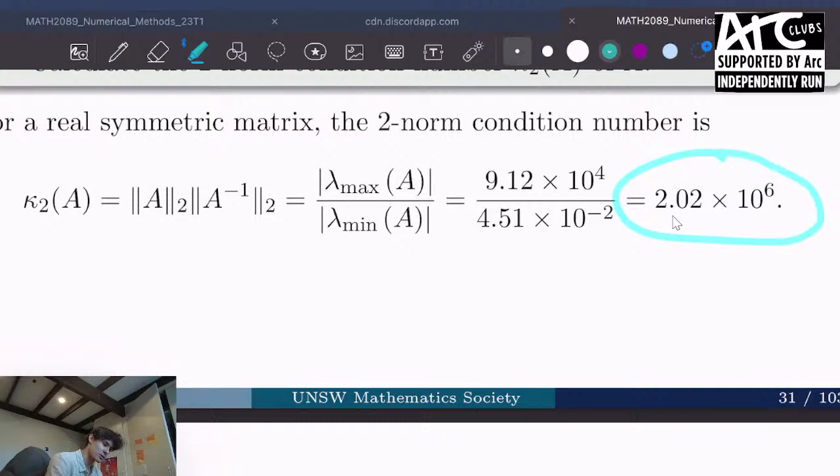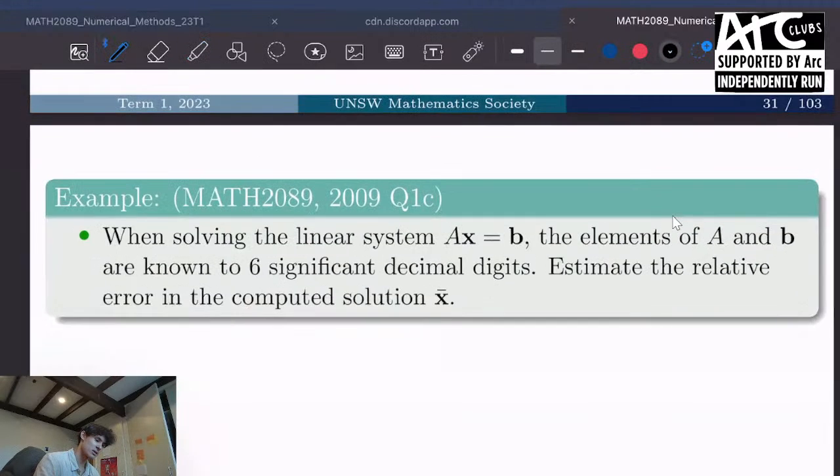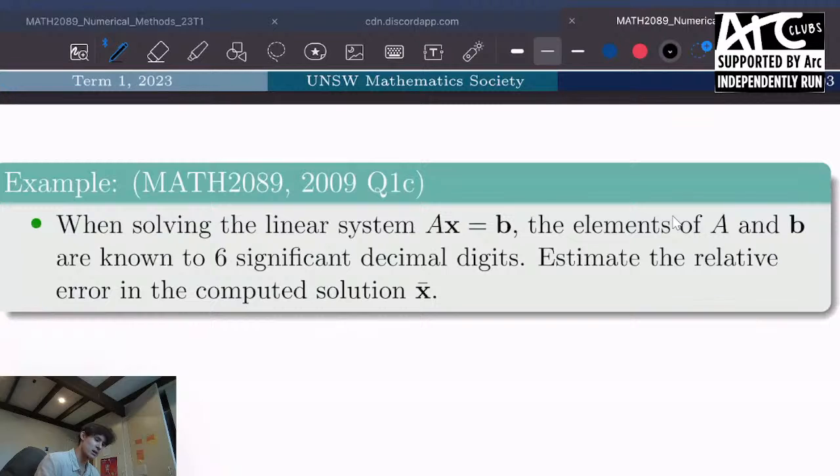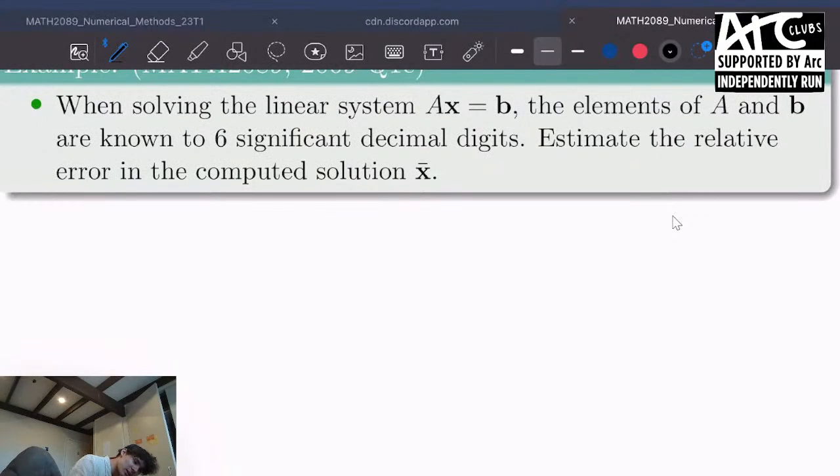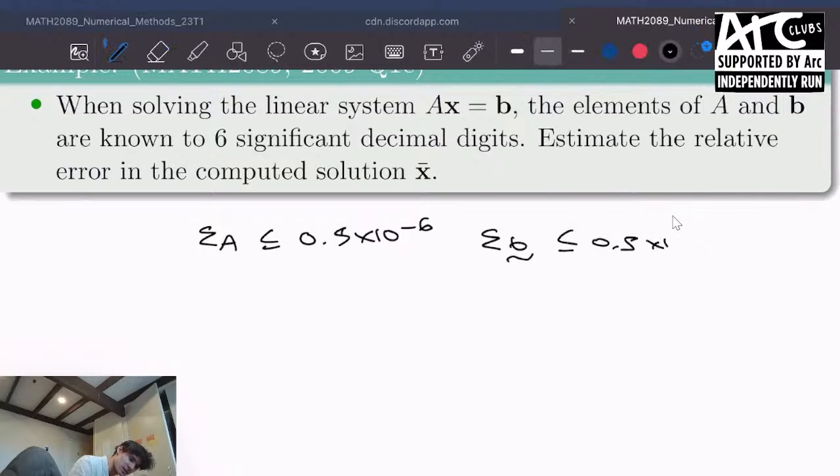So now, the next part of the question is, suppose we know A and B to 6 significant figures. So that means that the relative error in A is less than or equal to 0.5 times 10 to the negative 6. And the relative error in B is, again, less than or equal to 0.5 times 10 to the negative 6.